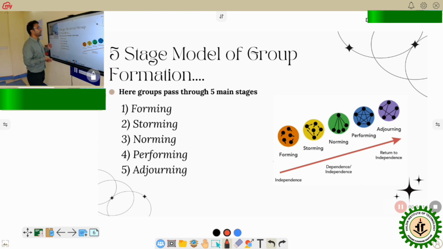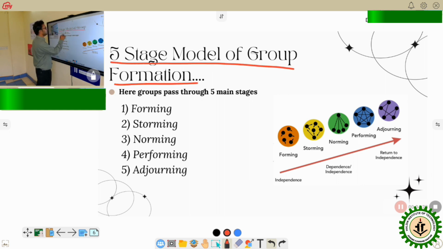Next, there are different theories of group formation. First we are talking about formal group. To create a formal group, there is a theory called the 5-stage model of group formation. In that model, there are a total of 5 stages. What are the stages? Forming, storming, norming, performing and adjourning. First is forming, second is storming, third is norming, fourth is performing and fifth is adjourning.